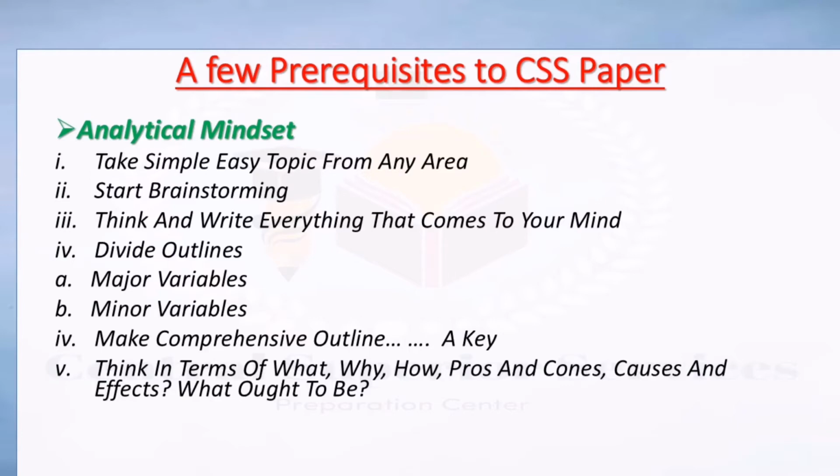All of the other stuff is just mechanical. Do in-depth practice of making outlines. It is preferred to hire a teacher to check your outlines on a regular basis so that you can improve. Once you know how to make an outline, your essay will clear. In short, work on your mind on the go. Think in terms of what, why, how, pros and cons, cause and effects, what ought to be. It will be used in making the outline.